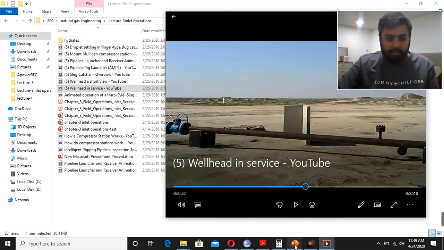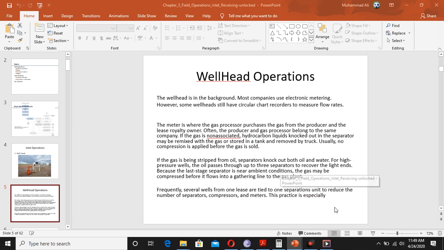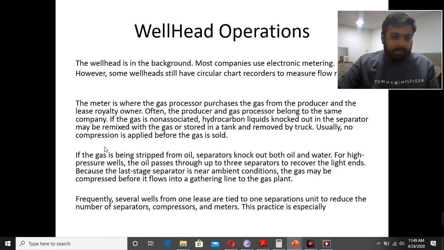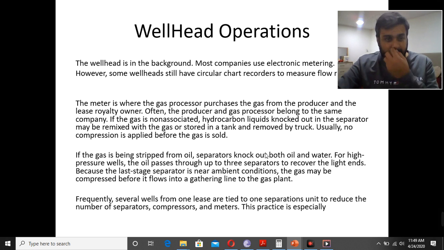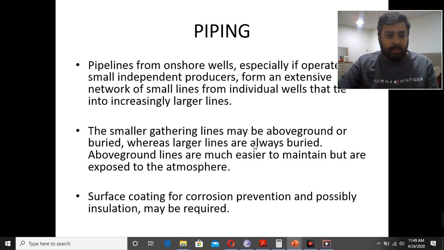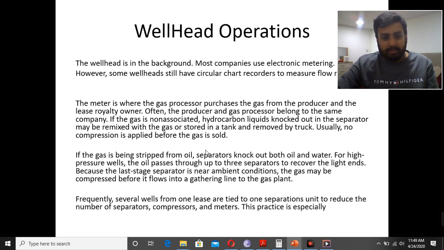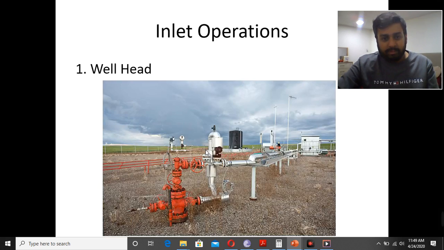Let's pause it here and move ahead with our lecture. Well, so we say that we have the wellhead here, and when the gas or oil are together, when they come out of here, they go to the separator. This is the main job that we do. Now, after that, we have pipings. Here you can see.